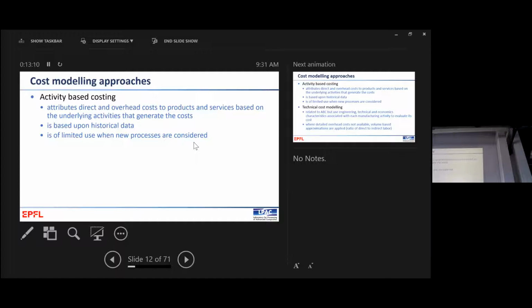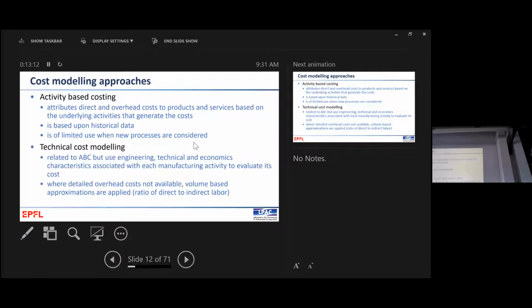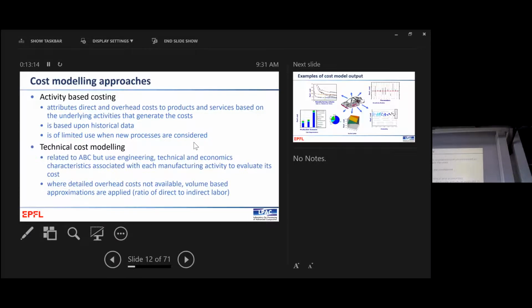So then you go to a technical cost modeling approach, which is very suitable for new processes rather than historical processes. And you can use technical cost modeling to compare with activity-based cost modeling. So you can model a steel seat with an activity-based costing approach, and you can model a composite one with a technical cost modeling approach. Okay, you can do that.